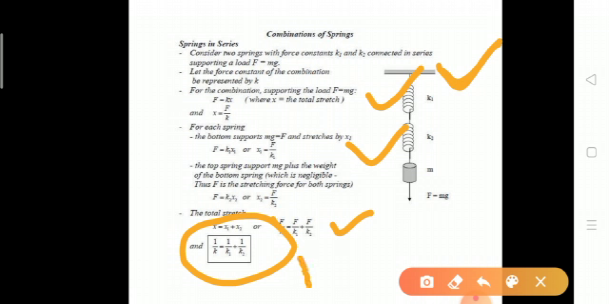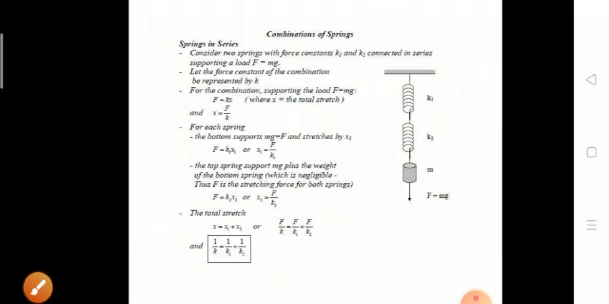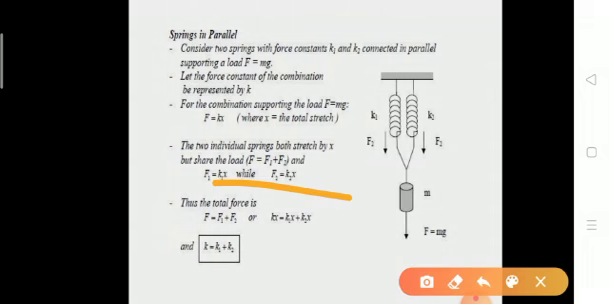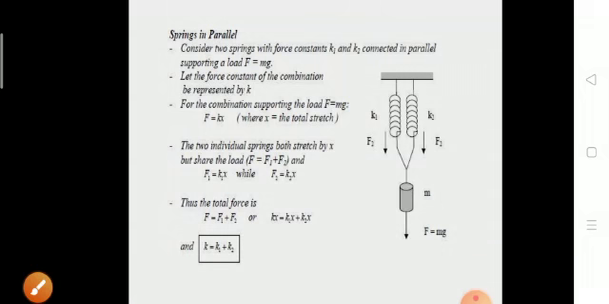That spring stiffness should be k, and we get that k from this formula: 1 upon k is equal to 1 upon k1 plus 1 upon k2. So this is your springs in series. Now, the second one, we will see the springs in parallel.